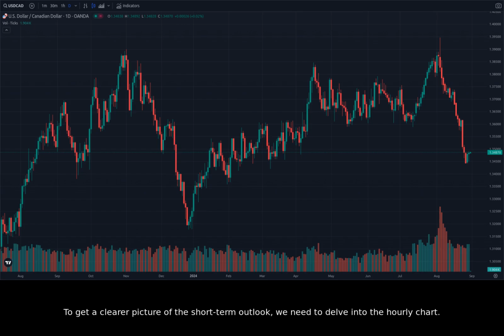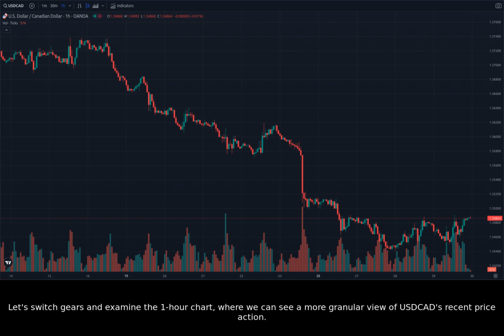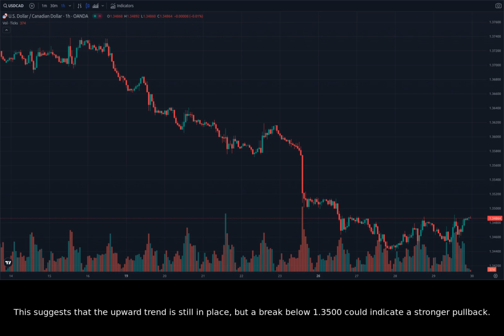To get a clearer picture of the short-term outlook, we need to delve into the hourly chart. Let's switch gears and examine the 1-hour chart, where we can see a more granular view of USDCAD's recent price action. The hourly chart reveals a recent pullback from the 1.3600 resistance level, suggesting that buyers might be facing some resistance. However, it's important to note that the pullback has been relatively shallow, and prices are still trading above the 1.3500 support level. This suggests that the upward trend is still in place, but a break below 1.3500 could indicate a stronger pullback.